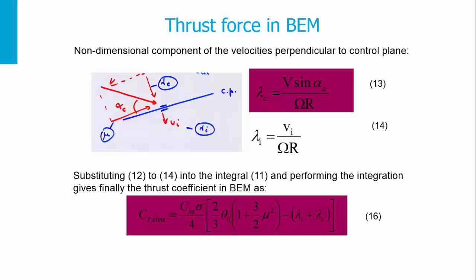lambda_c and lambda_i, performing the integral, we will obtain the final formula which you see in many helicopter books. The CT blade element equals C_L alpha times sigma, the solidity, divided by 4, multiplied by 2 over 3 theta_0, the collective pitch, multiplied by 1 plus 3 over 2 advance ratio squared, minus lambda_i plus lambda_c. This formula you will need in the simulation model.